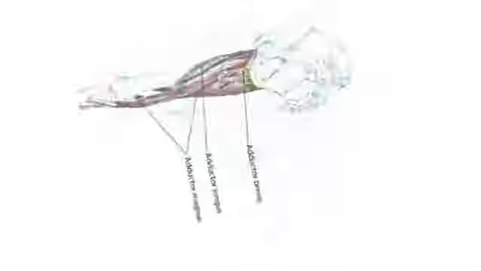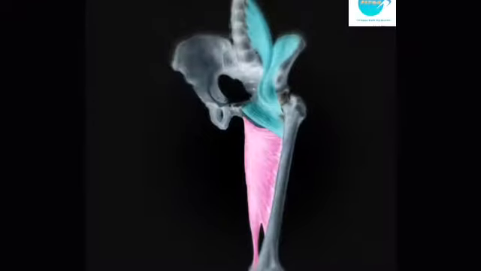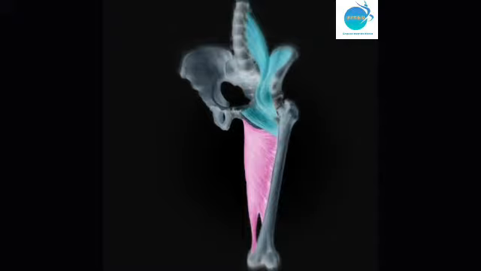Let's see the medial view to understand better. In the diagram, left to right, first comes the adductor longus, second the adductor brevis, and third the adductor magnus. The adductor magnus muscle is the largest of the three adductor muscles.